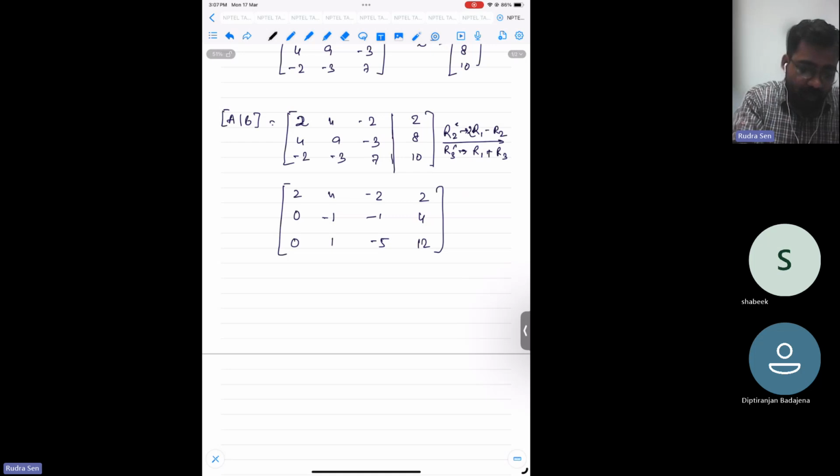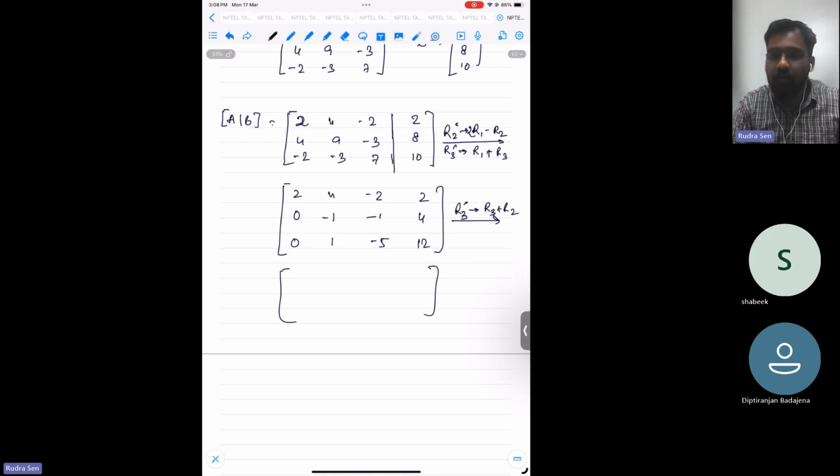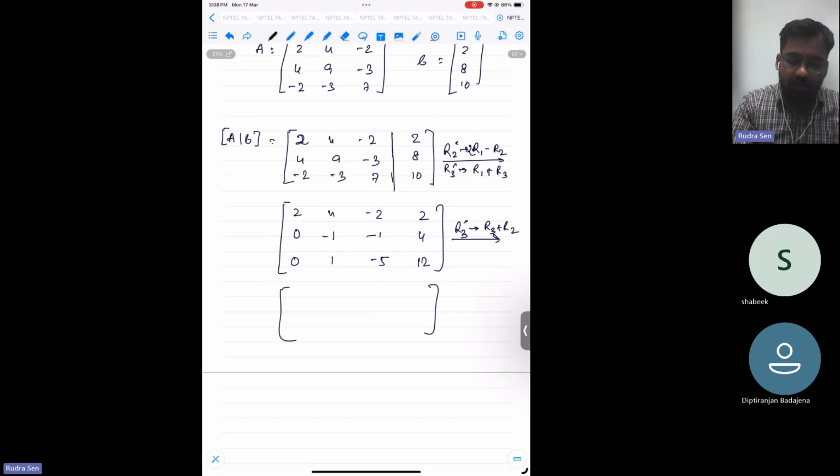And then next you have to make this term 0, because we get this one as a pivot and this one as a pivot. In row echelon form, we just need to make the element that is below the pivot element 0. For that, you change R3 to R3 plus R2, and you will get some rows, and from there we get the solution of X, Y, and Z, right? So this is basically the row echelon form.